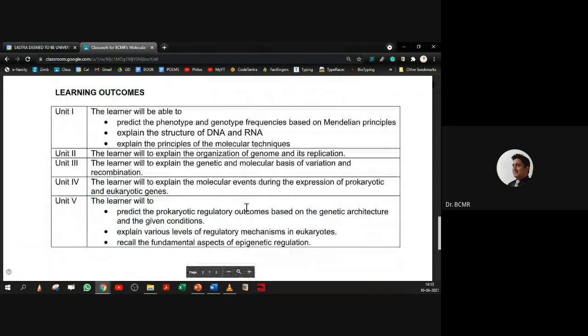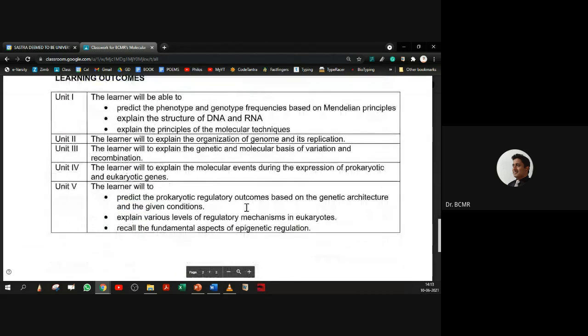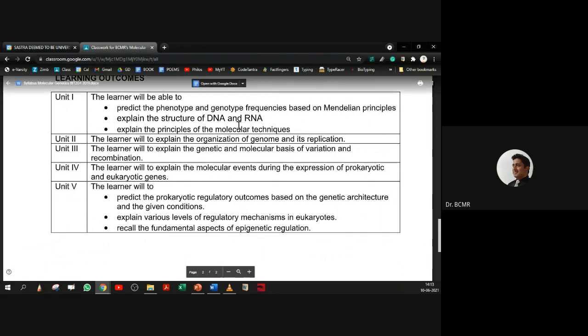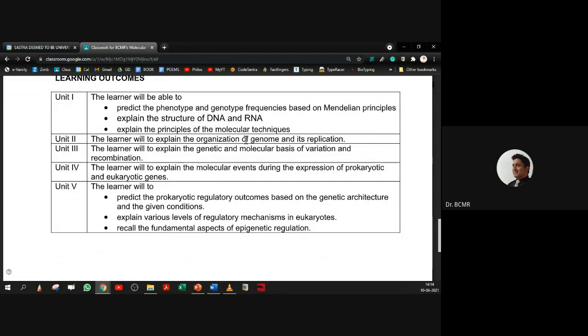Okay, and these are the learning outcomes. I hope you will agree that we have covered a lot, through the assignments. When I give the assignments, my objective is that you should be able to fulfill these outcomes. Now I think you are able to do Mendel's questions or problems based on that. You know structures of RNA, DNA, you can draw them. And then some of the principles, that's unit 1.